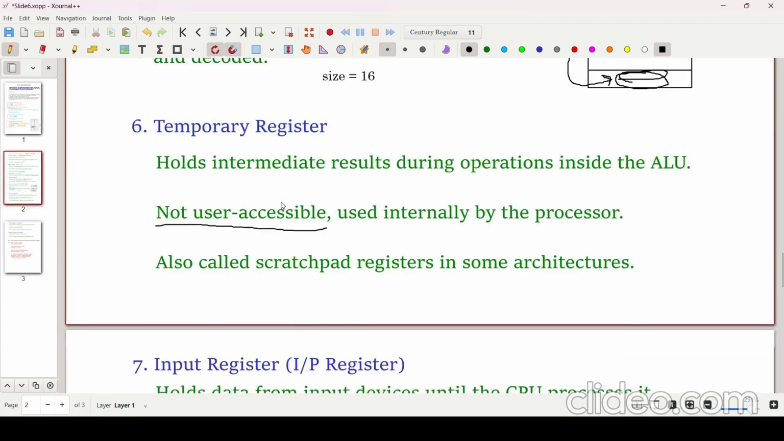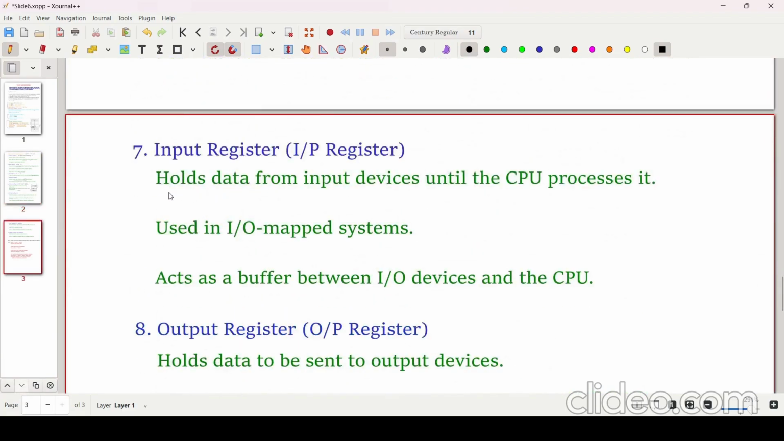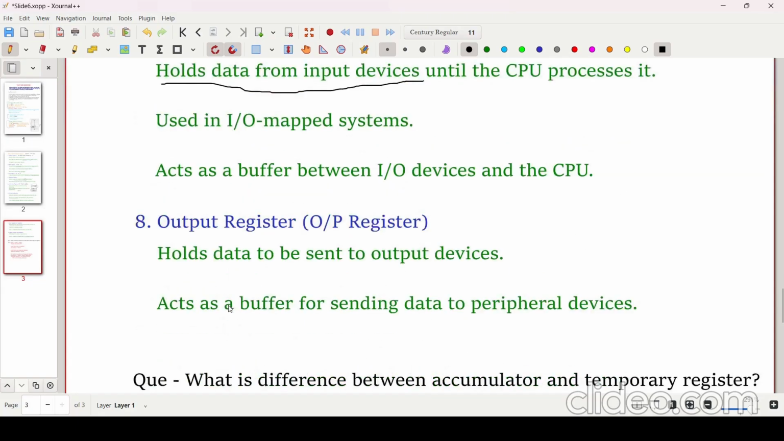And if we talk about the input registers, then it holds the data from the input devices like your mouse, keyboard, etc. until the CPU processes it, right? So it acts as a buffer between the input device and the CPU because it keeps on holding the data until the CPU fetches or processes it. Similarly, for the output register, it holds the data to be sent to the output devices, right? And it also acts as a buffer for sending data to the peripheral or the output devices, right?